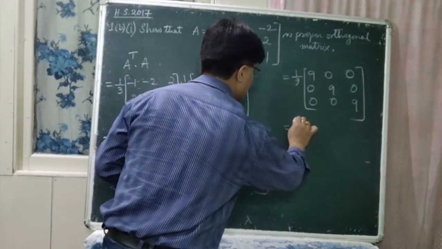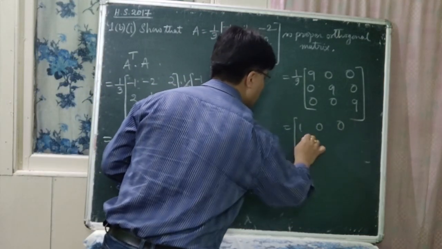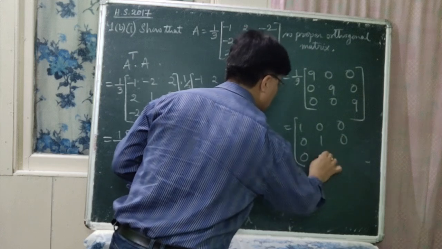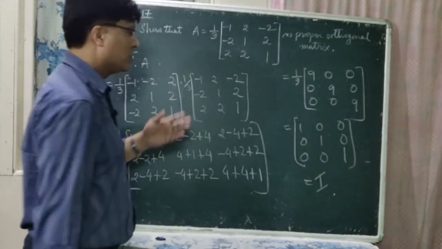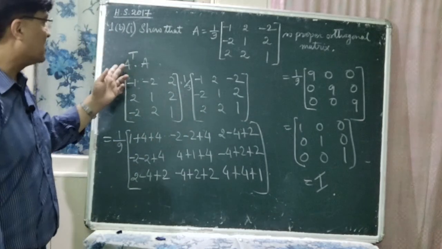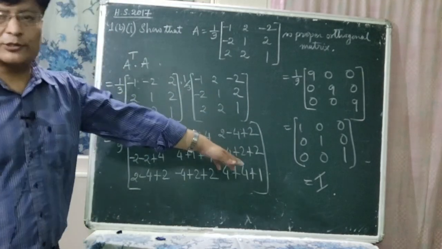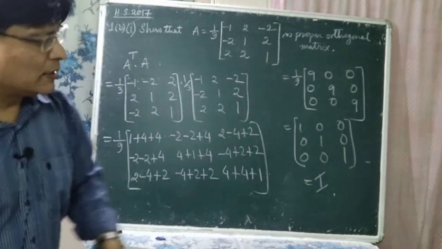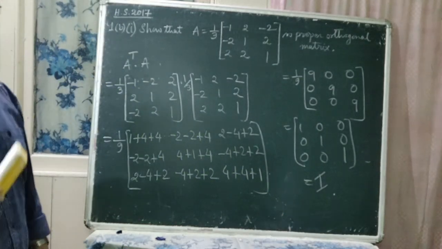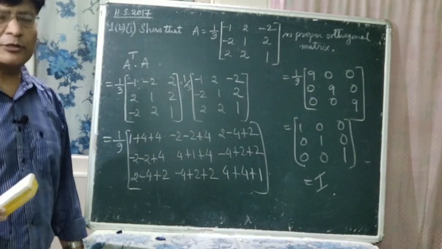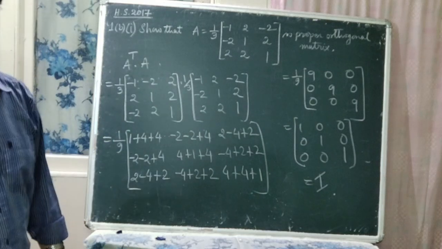So what do we get? This is your 1, 0, 0, 0, 1, 0, and this is 0, 0, 1, which is equal to I. So we got this I. That means A transpose dot A is also I. Got it? So now we have proved that A dot A transpose is equal to A transpose dot A is equal to I.